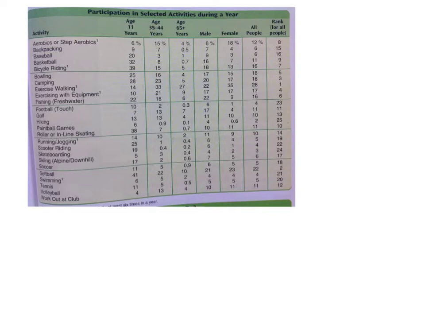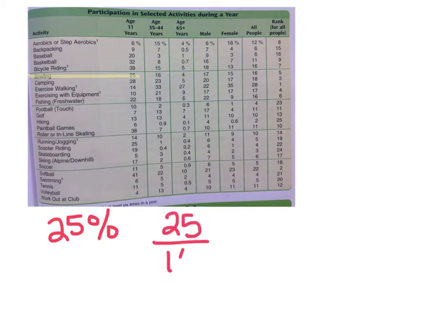Bowling has roughly 25% of kids that are 11 years old that participate. So we could write this a couple different ways. We could write this as 25%. We could write it as 25 out of every 100. We could also write that as 1 out of every 4. So those are some different ways to write the ratios.